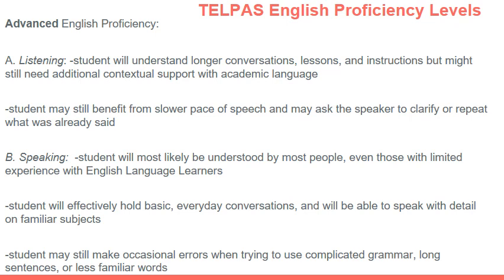In terms of speaking, English language learners who are advanced will most likely be understood by most people, even if they are not necessarily familiar with English language learners. Also, they'll be able to hold basic everyday conversations, and they'll start to have more elaborate academic conversations. They'll also be able to explain and discuss in detail unfamiliar subjects. They will still make occasional errors, especially when grammar becomes more complicated or if they're using long sentences or less familiar words or speech.